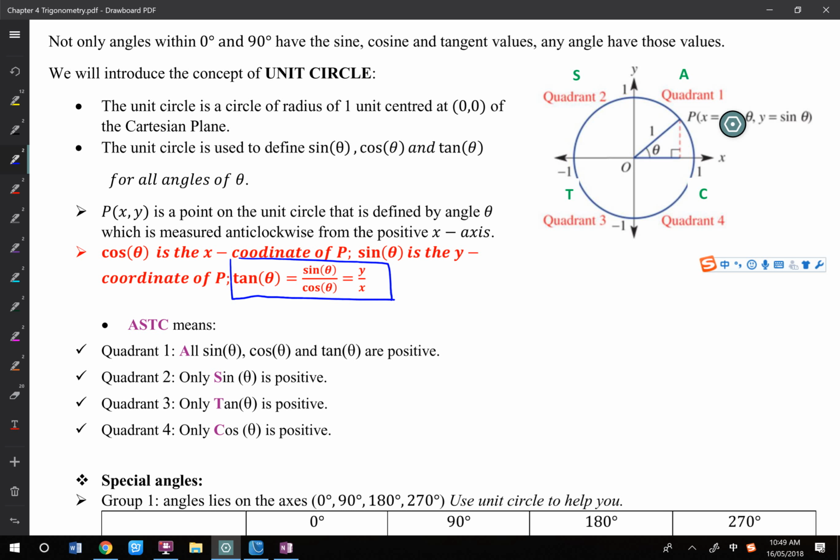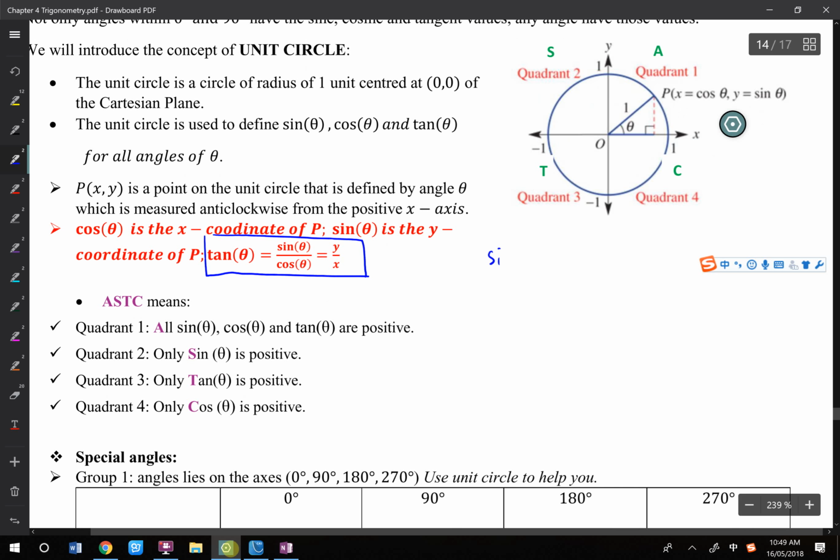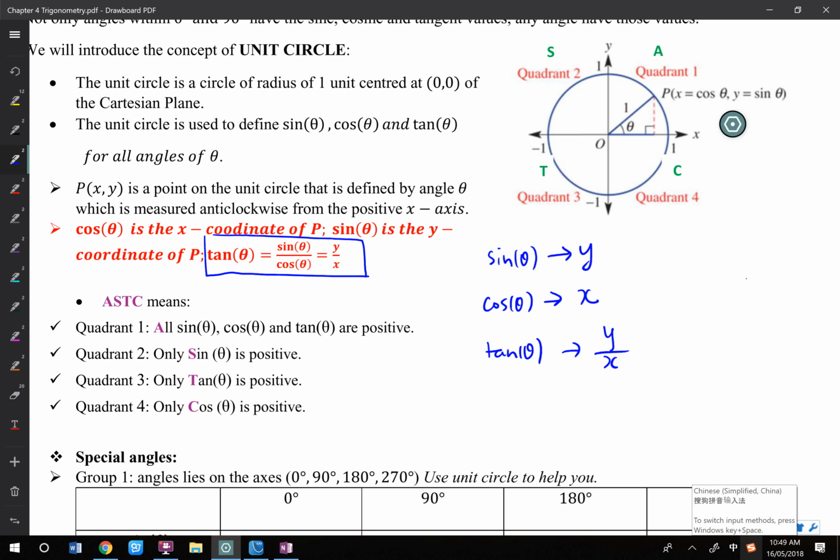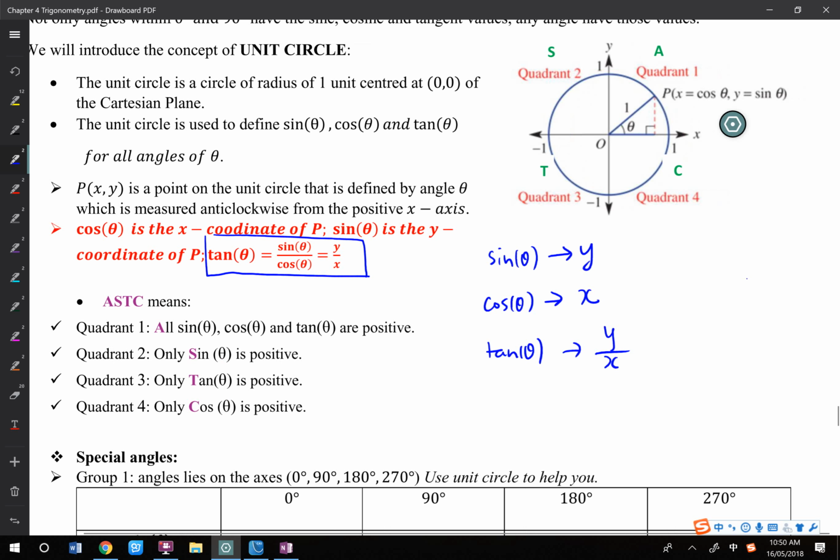So sine theta is the y value, cosine theta is the x value, and tangent theta is y divided by x. Those are the three things you need to remember. That's the most important thing you need to remember for the unit circle and sine, cosine, tangent. That's the first thing we talk about today.